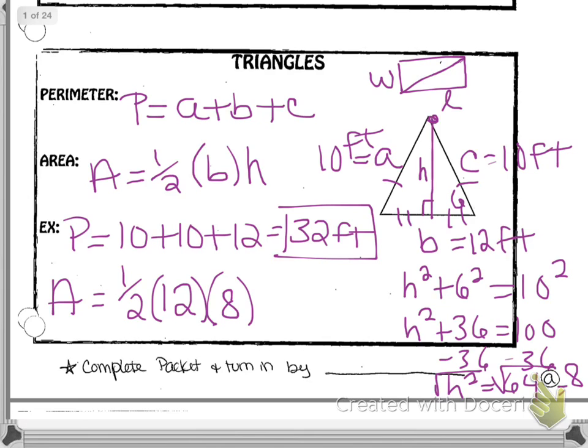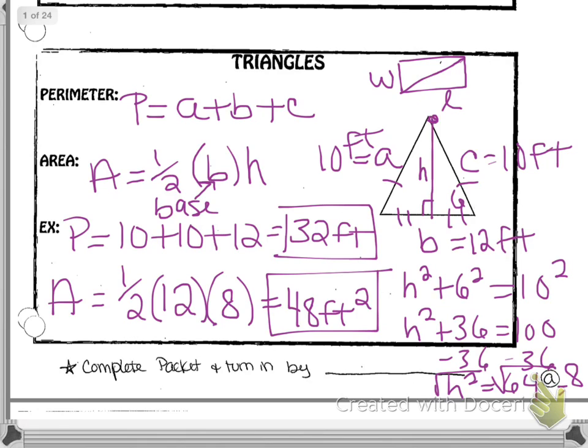Again, remember that has to be the altitude. Multiplying all these things together, and if you would rather use 0.5 instead of 1/2, you can. Or you can do 12 times 8 and divide it by 2. You should end up with 48, and this will be feet squared. So remember, B stands for your base, and H is your height, which is like your altitude.